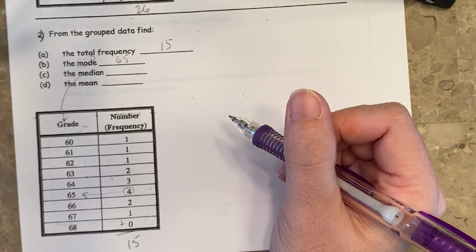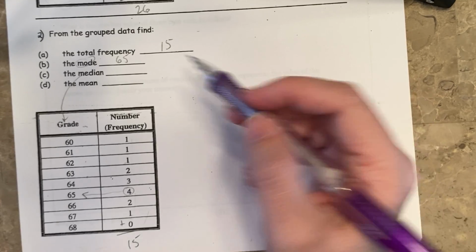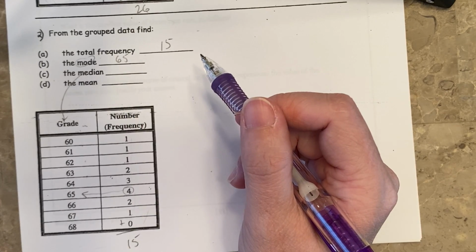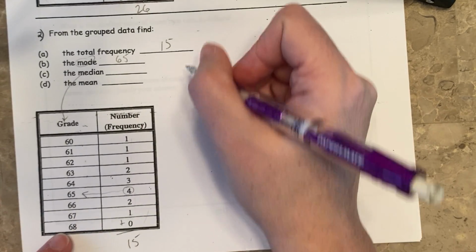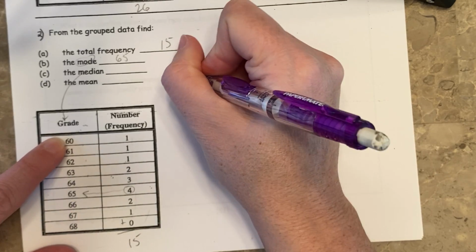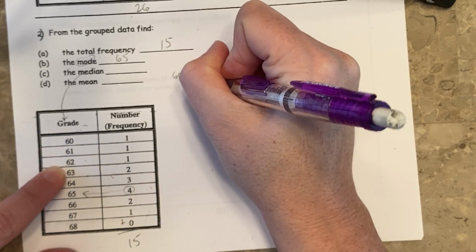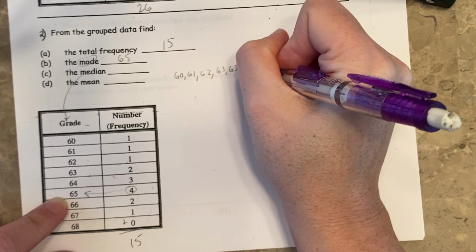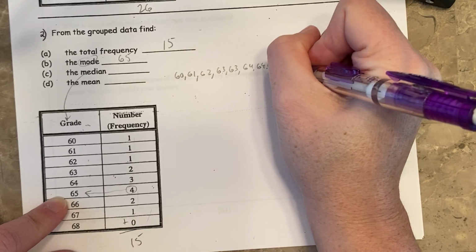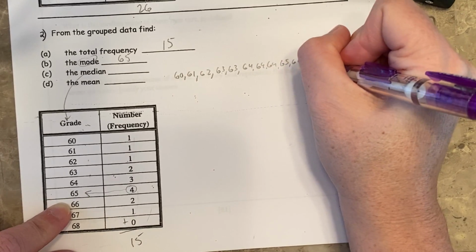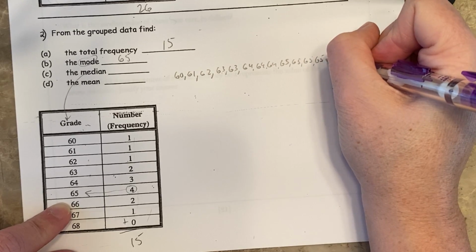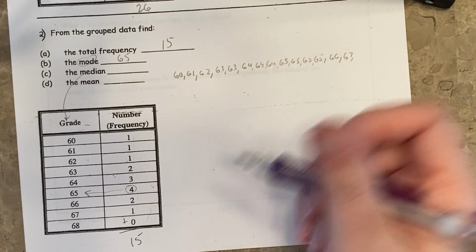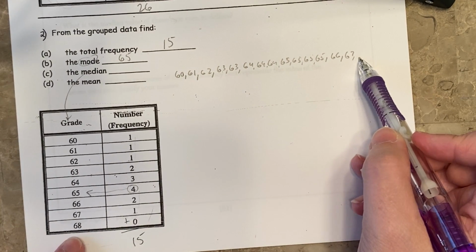Now we have median and we have mean. Okay, so median I guess we'll do first, and I'll show you both ways. So I'm going to write all the numbers out first. I'll start with my lowest. So 1, 2, 1, 4, 1, 2, 3, 1, 2, 3, 4. It's kind of annoying to write all these out. I would definitely suggest doing the shortcut. Notice I didn't write 68 because there was none of them.